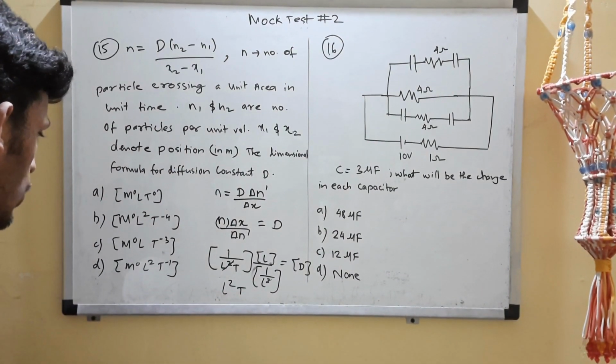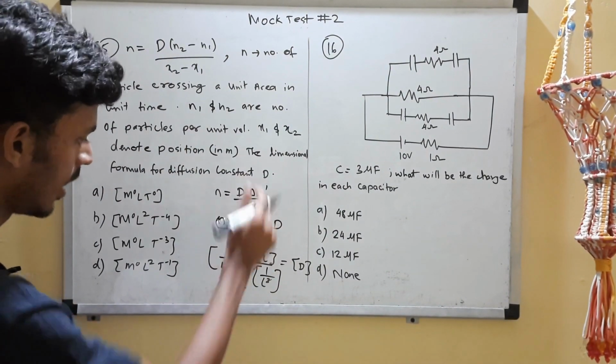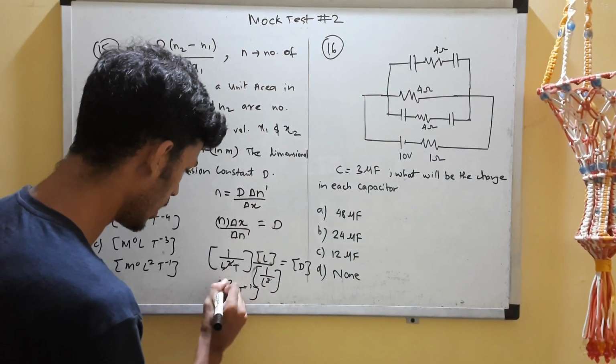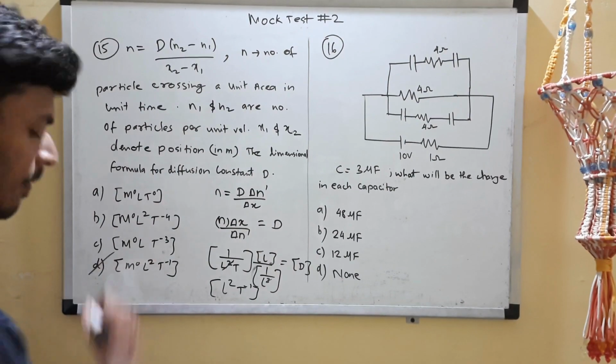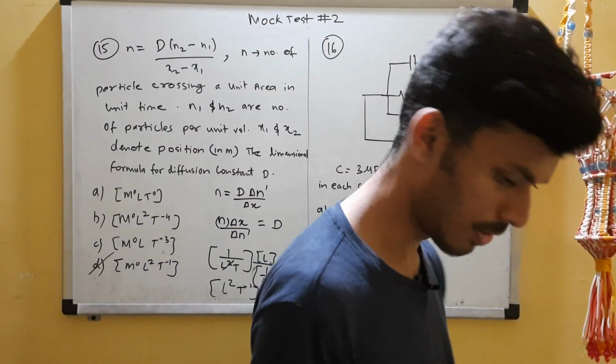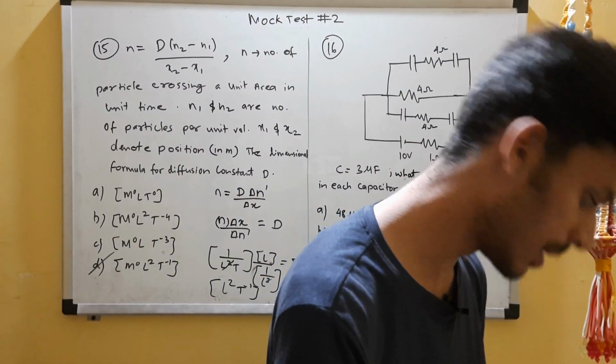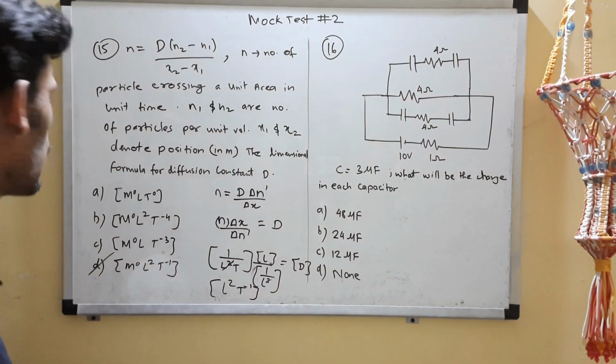L square t raised to minus 1. This will become L square and t on top, t raised to minus 1. L square t raised to minus 1. Where is that? Option D. Let me just check that. Yes, that is correct. L square t raised to minus 1.